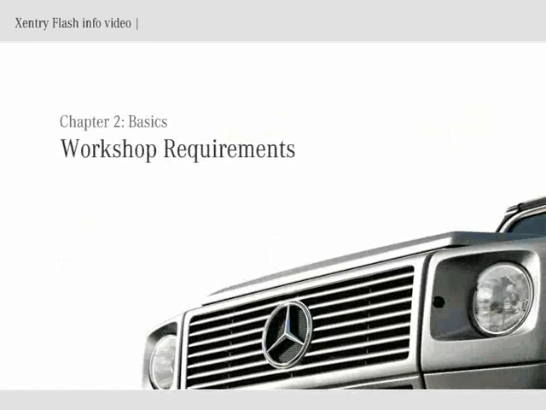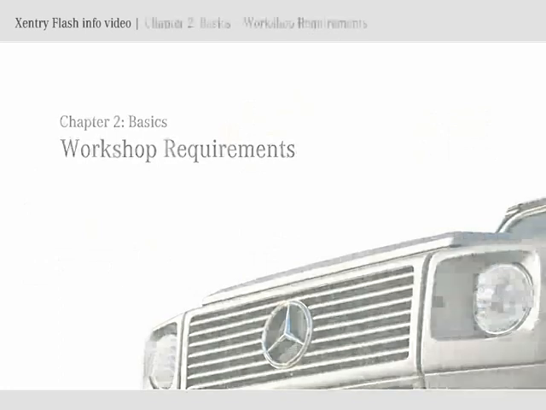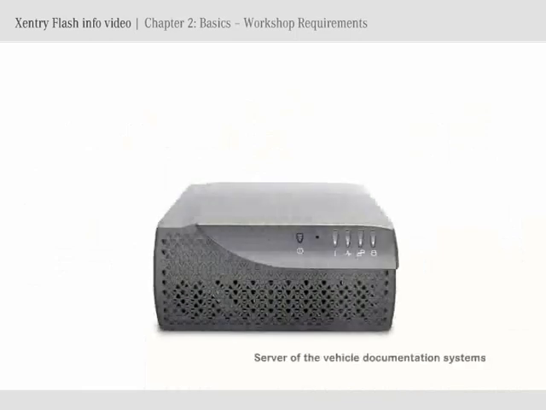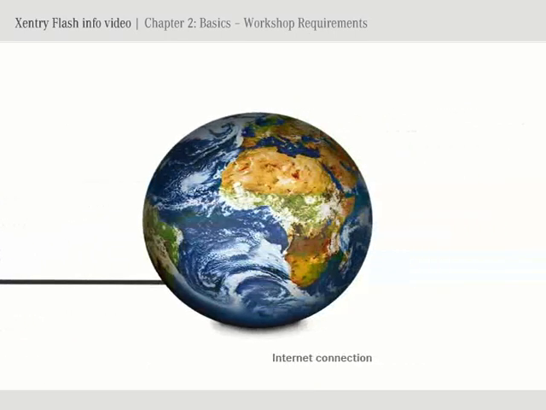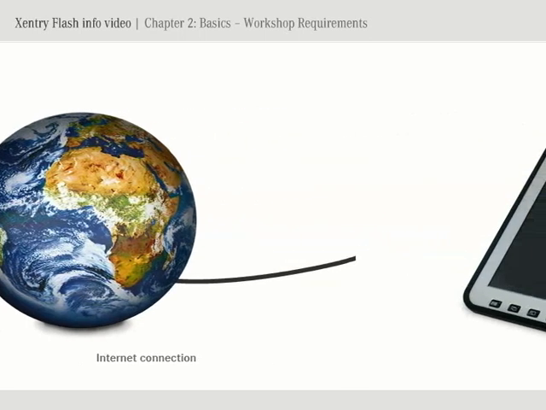You will find out in this chapter about the technical equipment requirements for your workshop so that you can work with xentry. The servers of the vehicle documentation systems are located at the Stuttgart headquarters. There are two ways of connecting to them via internet. In order to do this, simply connect your star diagnosis system with a cable directly to your network socket.